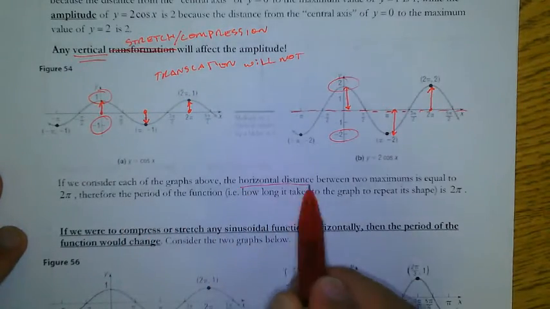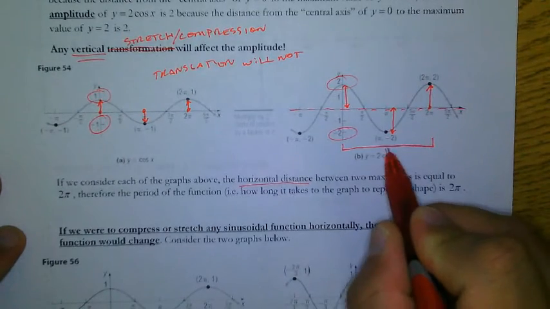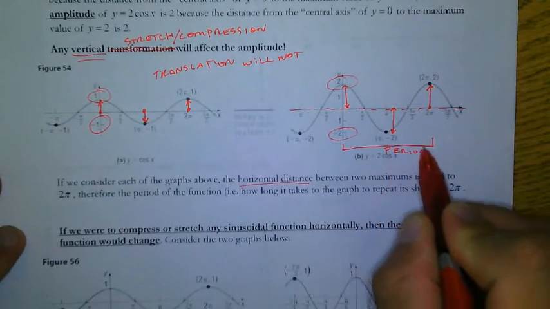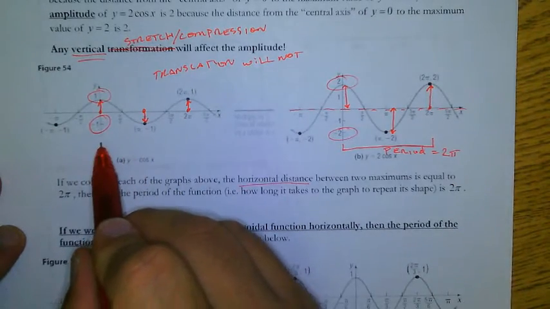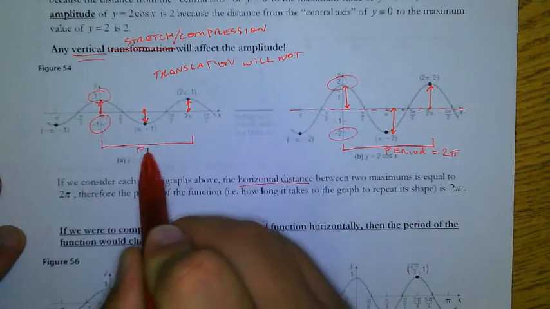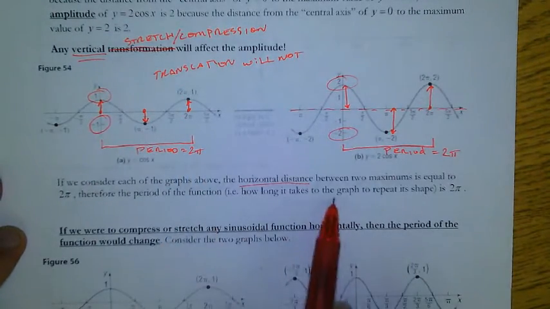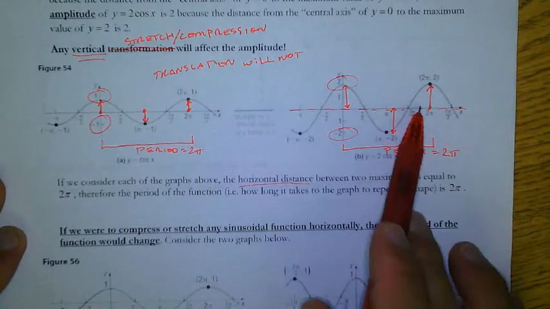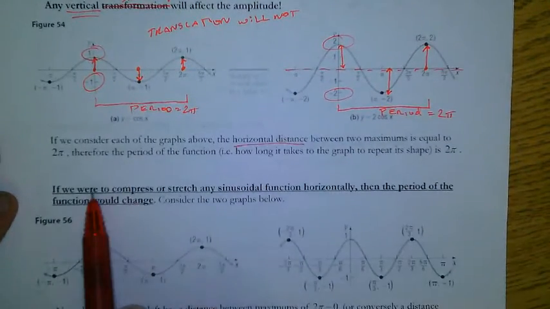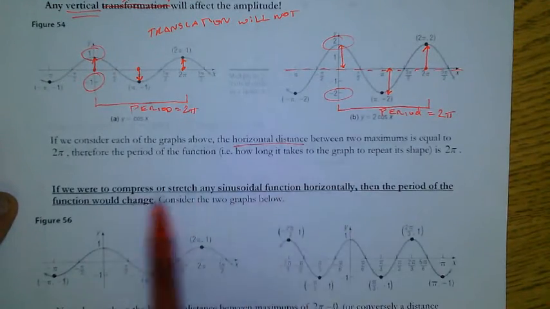So if I look at this and I say, what is the distance from there to there? That distance to repeat itself is the period. And for both of these, that distance to repeat is 2 pi. So how long it takes the graph to repeat its shape, that's the period. And here, 2 pi. If we were to compress or stretch any sinusoid horizontally, then the period of the function would change.